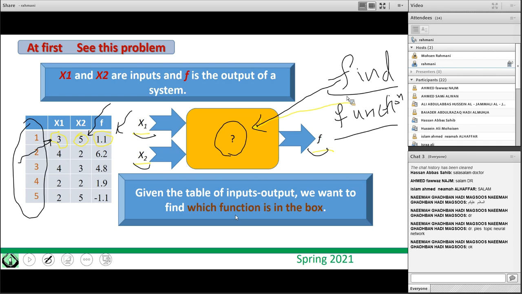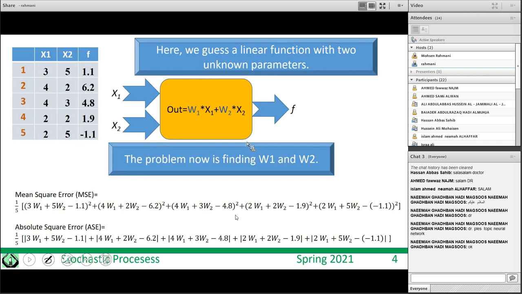Now, see the question again. We have some inputs and outputs. We want to find which function is in the box. One of the classical forms for finding the function between input and outputs is to guess the function. We guess a function for this.